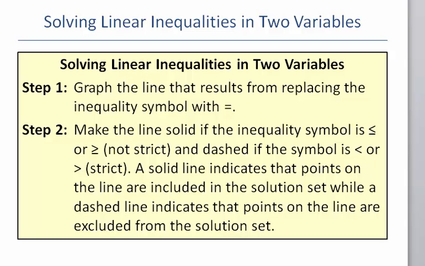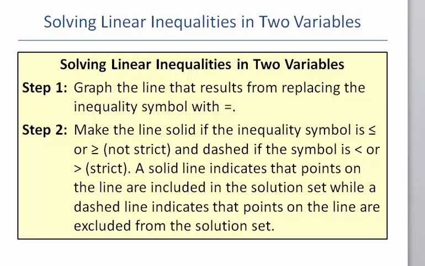When we have linear inequalities with two variables, and recall that this would be a problem where we have a less than or a greater than, or greater than or equal to, or less than or equal to, and we also have two variables, so maybe an x and a y. Our first step is to graph the line that results from replacing the inequality with an equal to.